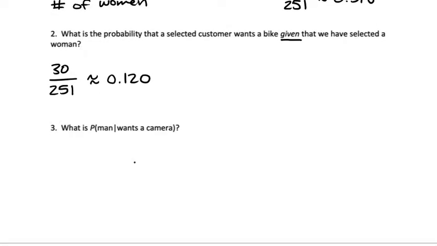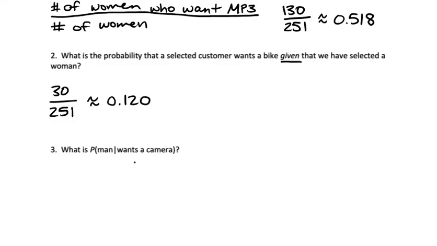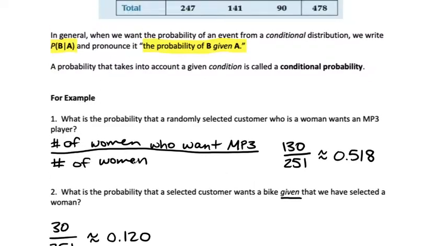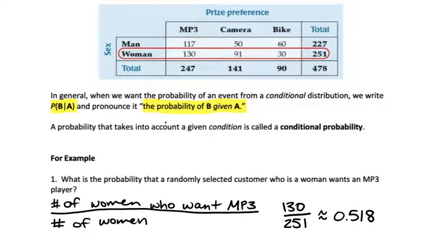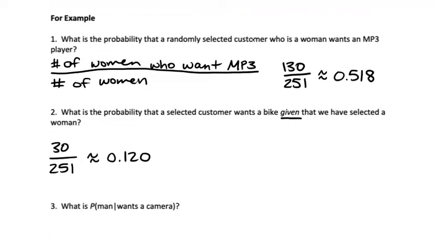Question 3 is written in the notation with the vertical line, and this is, what is the probability that a randomly selected customer is a man given that they want a camera? The part that we're assuming to be true is that they want a camera. So we're going to restrict ourselves to just looking at the set of people who want a camera, so that would be this column right here. If we know that they wanted a camera, what is the probability that they are a man? Well, there were 50 men who wanted a camera out of a total of 141 people who wanted a camera.